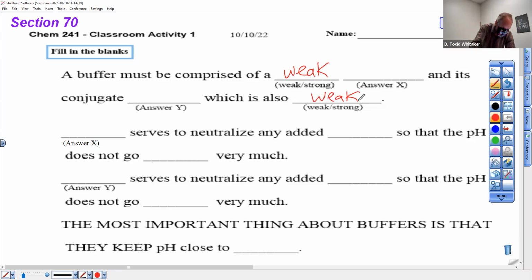Okay, so two weak things. One has to be a weak. Weak what? Base? You want to start with base? No, it's cool. Weak base and its conjugate. Now you've got to say acid.